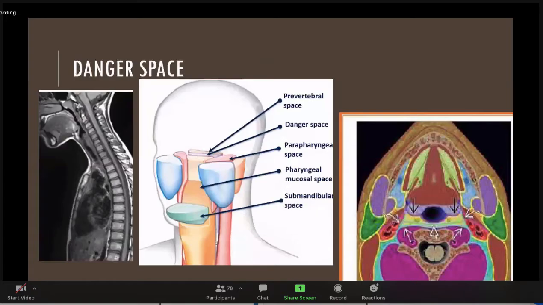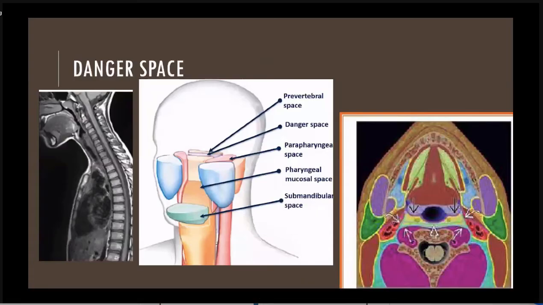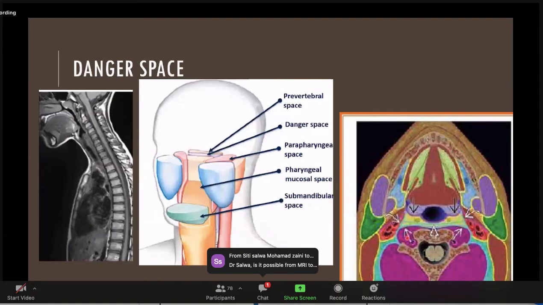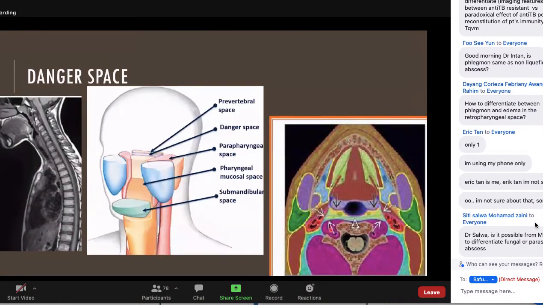Posterior to the retropharyngeal space, there is the danger space. It is located between the alar fascia anteriorly and the prevertebral fascia posteriorly. So it is this space here represented in blue in between the retropharyngeal space and the prevertebral space. It can be difficult to differentiate between the retropharyngeal space and the danger space on imaging. The only clue is the fact that infection will spread further inferiorly compared to the retropharyngeal space infection.